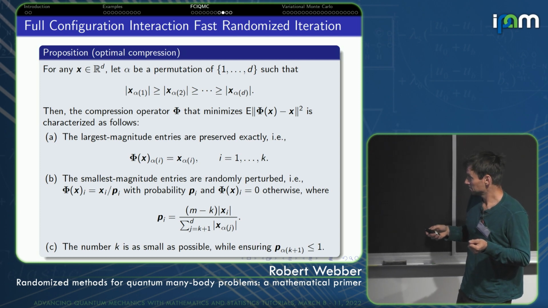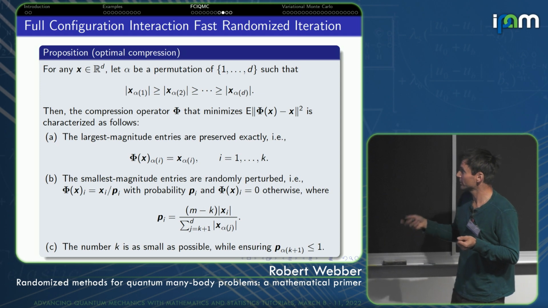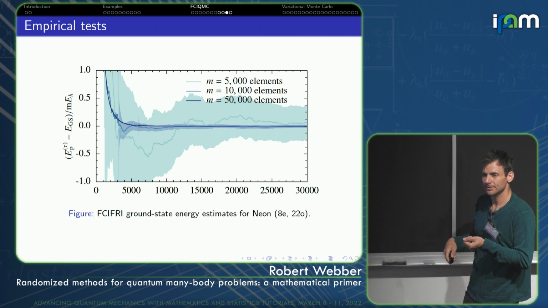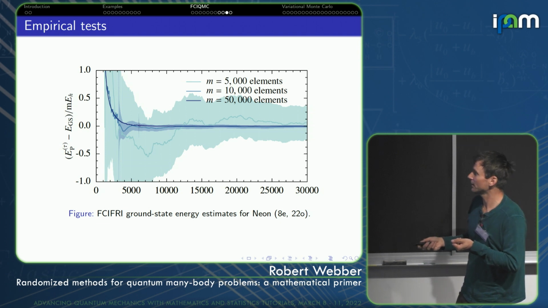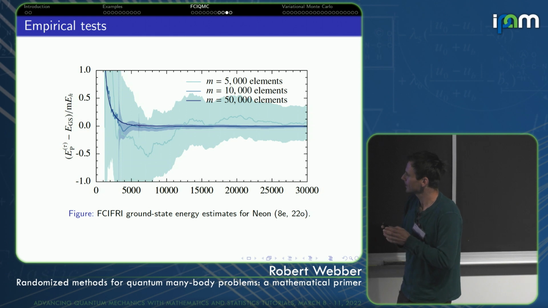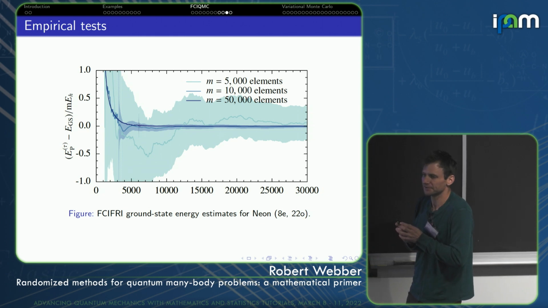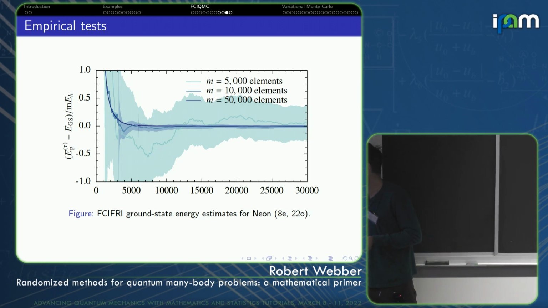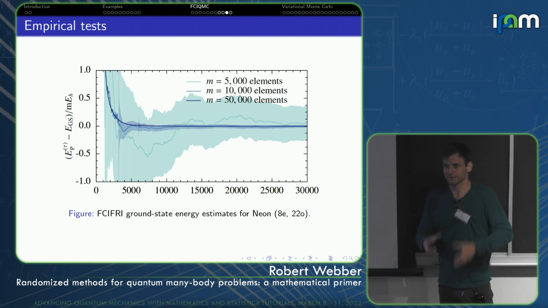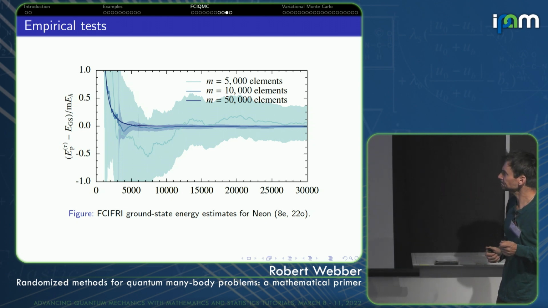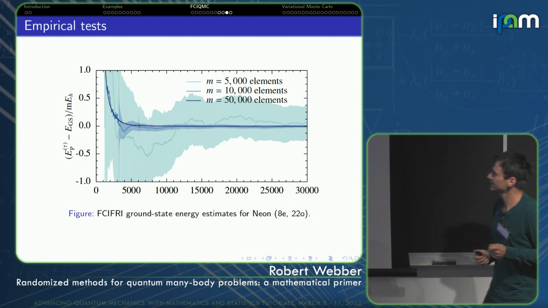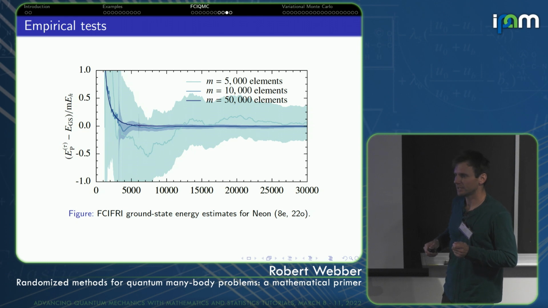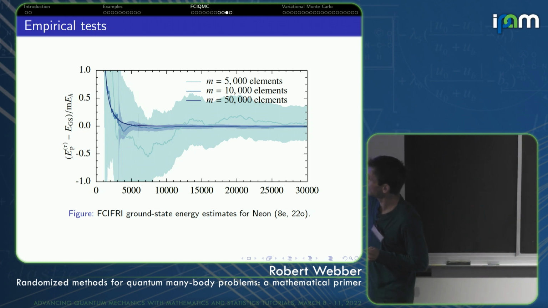And the schemes that John Weare, my advisor, has advocated and implemented do this. They do this FCIFRI. Here's a picture from one of the papers. And it's a cool picture. It's a result for neon, which is kind of small in terms of FCI calculations. It's only got 8 electrons and 22 orbitals after accounting for the 2 frozen core electrons. And what you're seeing is 95% ranges of variation in the stochastic eigenvalue estimates.